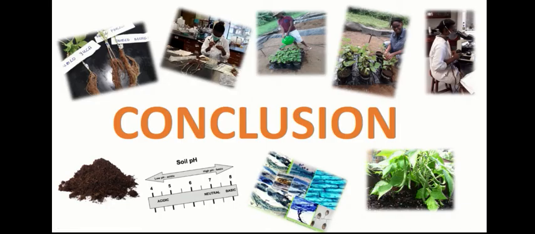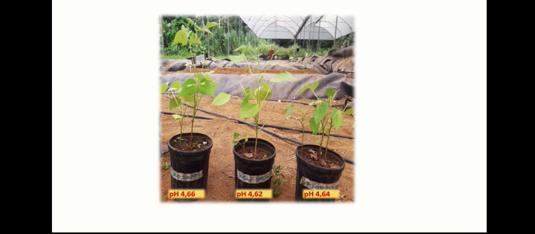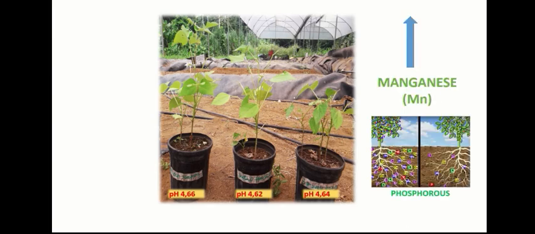Now we will have the conclusion. The results clearly illustrated the effects low pH has on the optimum growth of the plant. In all soil analyses, there were no statistical differences between the acidity of the soil. The low soil pH results in excess manganese, which affects the uptake of phosphorus and other macronutrients.